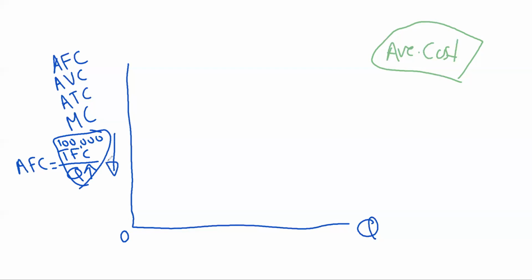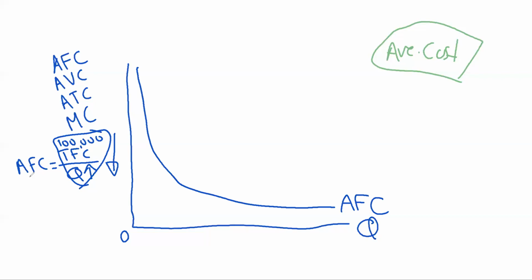So you can imagine the shape of the average fixed cost. Average fixed cost is a decreasing function. So as we produce more and more, look at my average fixed cost. Average fixed cost decreases as we produce more because of this formula, this ratio here, okay?